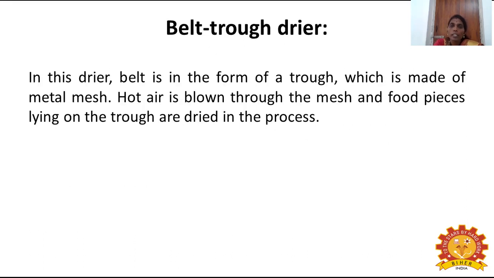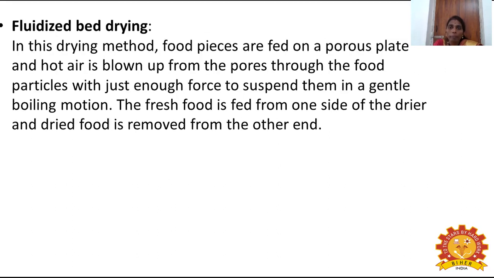Next is the belt trough dryer. In this dryer, the belt is in the form of a trough, which is made of metal mesh. The hot air is blown through the mesh, and food pieces lying on the trough are dried in the process.